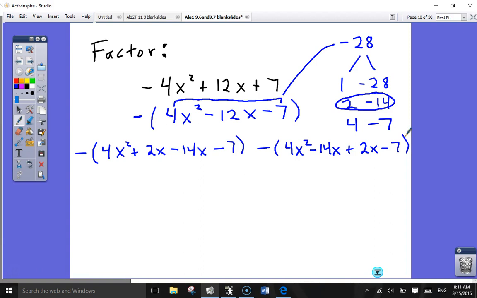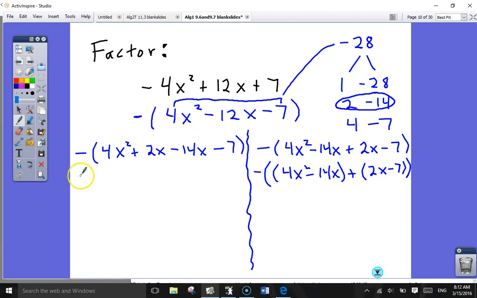But what's the next step? After we've split up the middle term, what was the next step? Group. Group the first 2 terms and group the last 2 terms. Now, when I do this on the one on the right, it's going to look like this: 4x squared minus 14x. The plus goes in between the parentheses, and it's 2x minus 7.